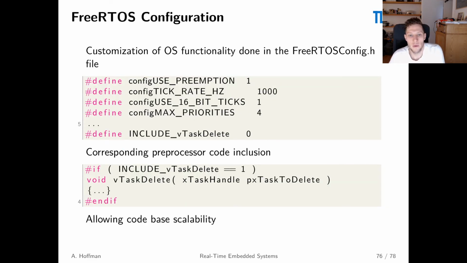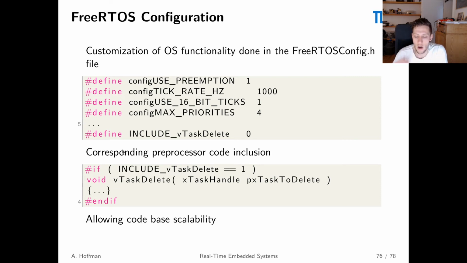A small other note when it comes to FreeRTOS: in some of the examples I was modifying things in this file, but there is a file that always ships with FreeRTOS called FreeRTOSConfig.h, and it's found, for instance, in the emulator in the includes folder. And what it is, is essentially just a header file that's full of hash defines.